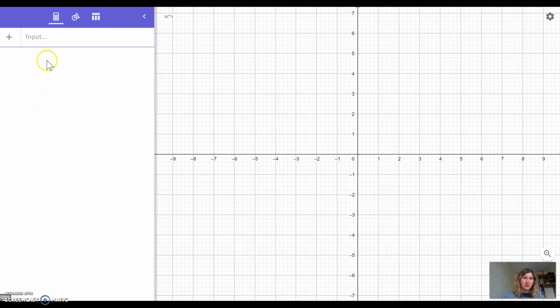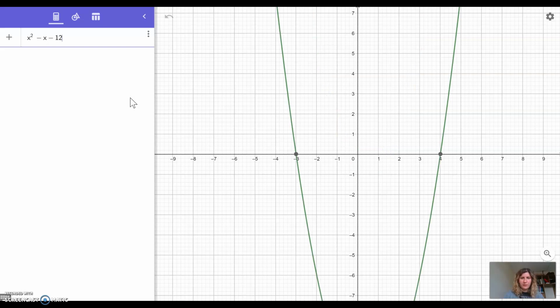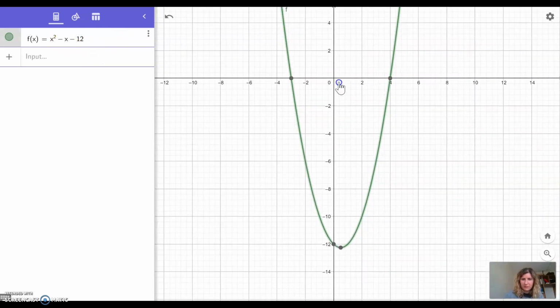So I'm just going to chuck in a quadratic here. It's going to be x squared minus x minus 12. I will just do a really basic one. Okay, so that gives us x-intercepts at -3 and +4. And we can see we've got f of x there.